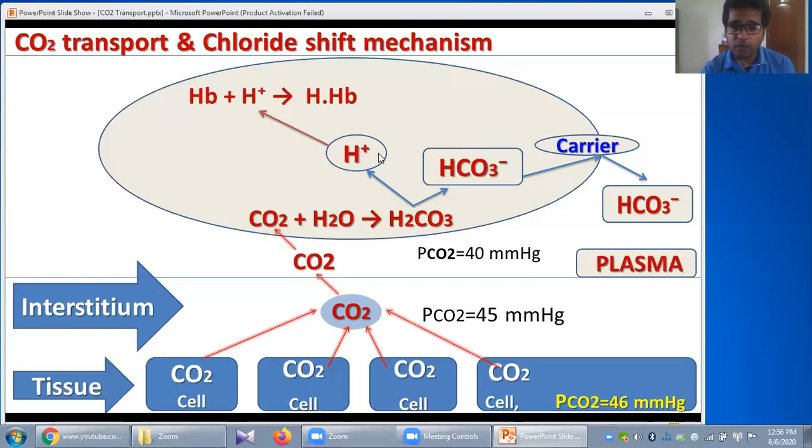There is excess positive ion build up within the cell in comparison to negative ion. So for the maintenance of the electrical neutrality or ionic balance, this carrier molecule also transports chloride ion from plasma into the cell, and thereby helps to maintain the ionic balance within the red blood cell.